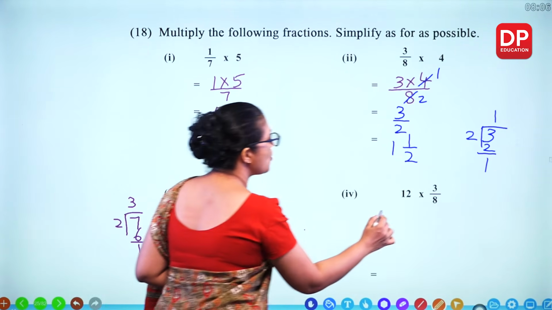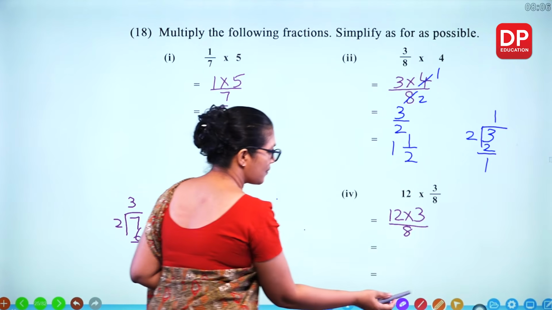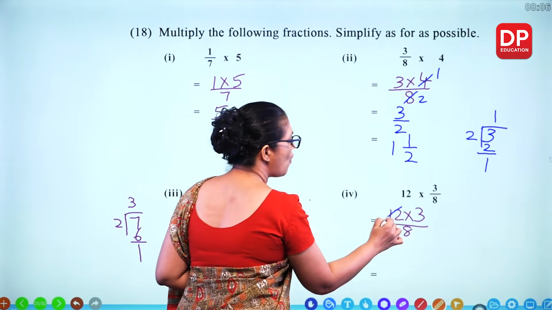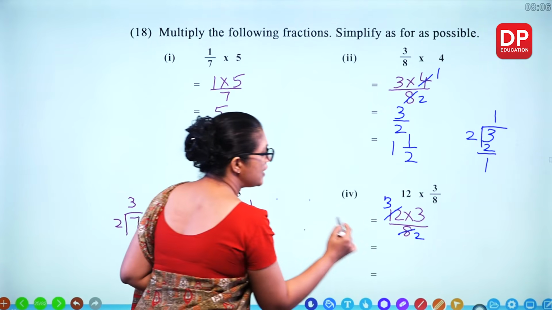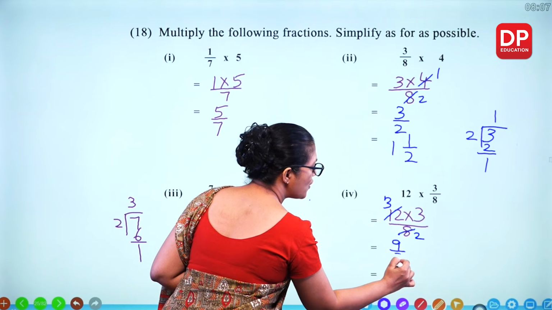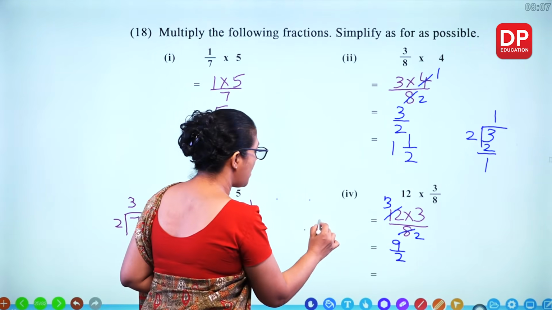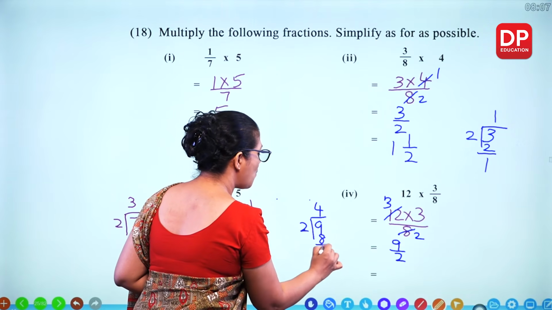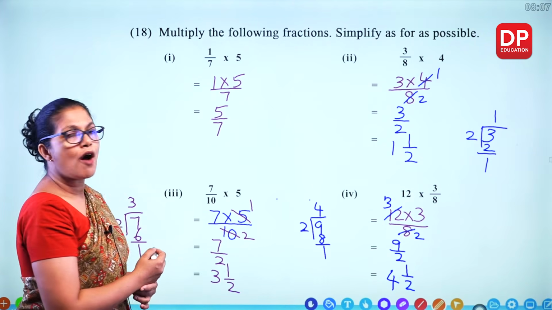This one, 12 times 3 divided by 8. Simplify. Divide by 4. 4 times 3, 4 times 2. So 3 times 3, 9, 9 over 2. Convert to a mixed number. 9 divided by 2. 2 times 4, 8 and 1 remaining. 4 and 1 over 2. 4 and a half.